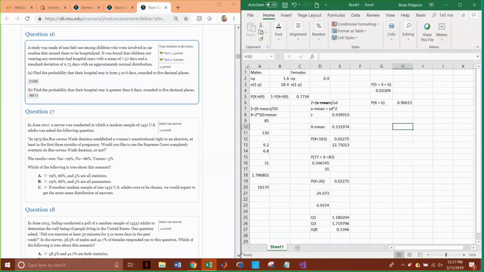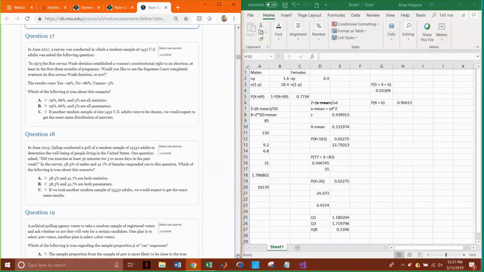All right, question 17. We've moved on to sampling distributions checkpoint 1 material. So in June 2017, a survey was conducted. In 1973, the Roe v. Wade decision established a women's constitutional right to an abortion, at least in the first 3 months. So the results of their survey, their random sample, were below. Of the sample, 29% said yes, 66% said no, and 5% said they were unsure. So which of the following is true?